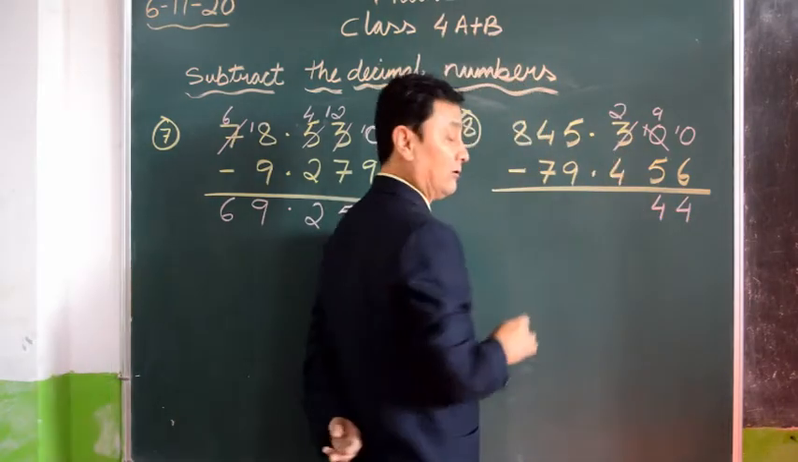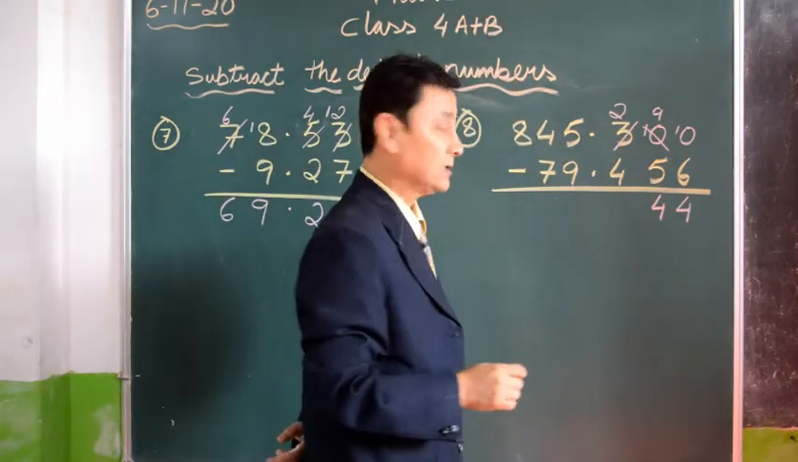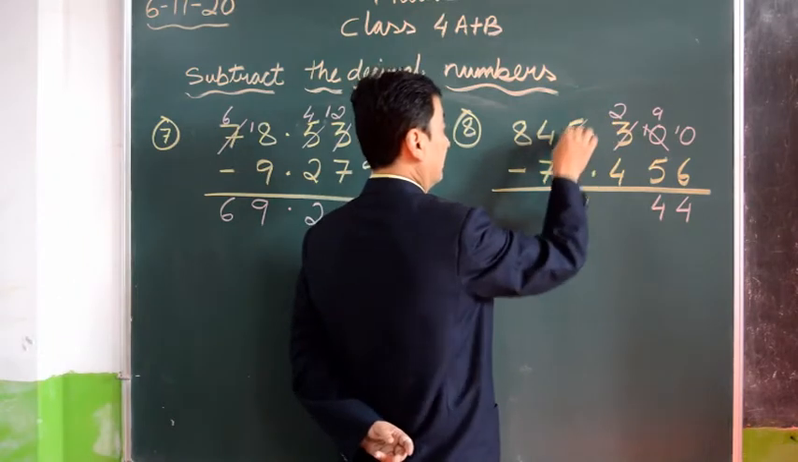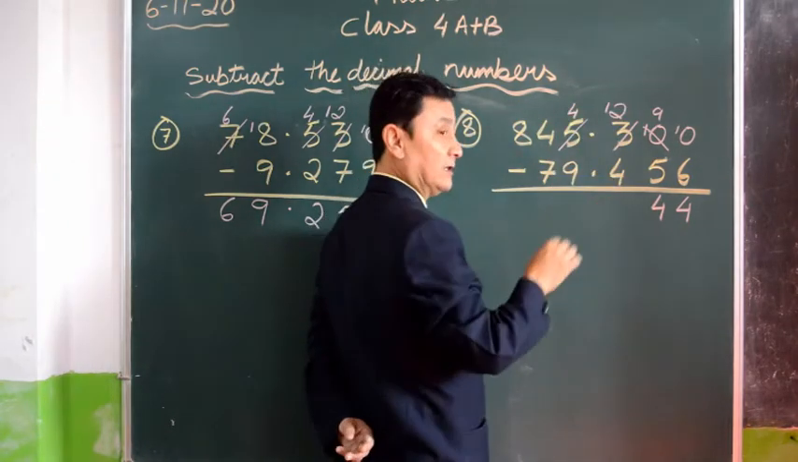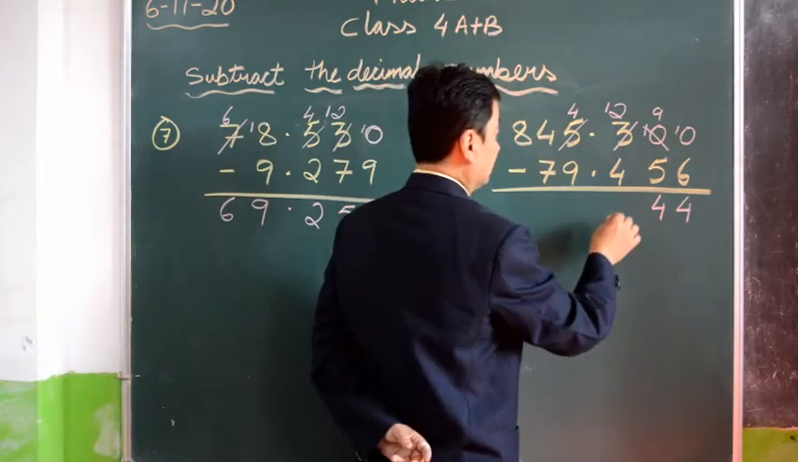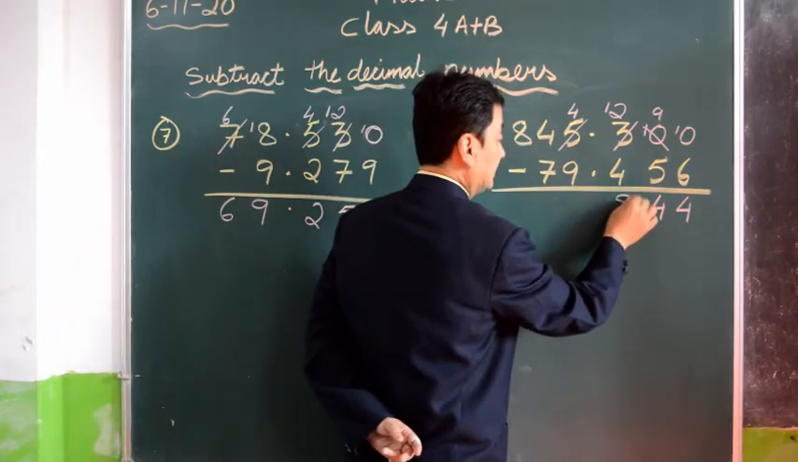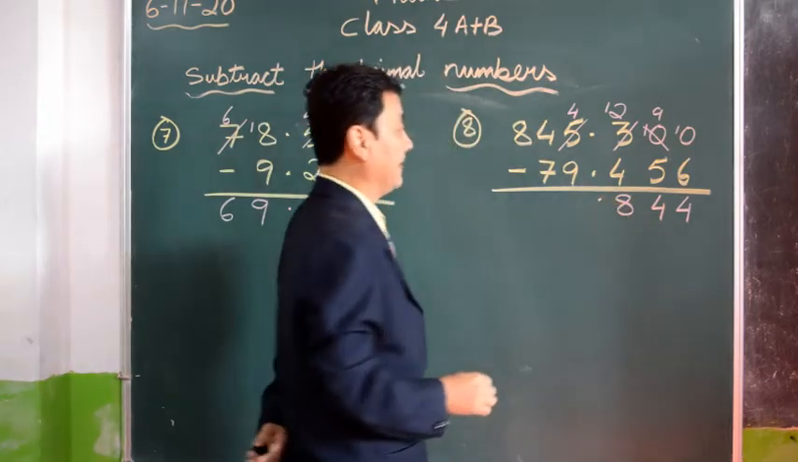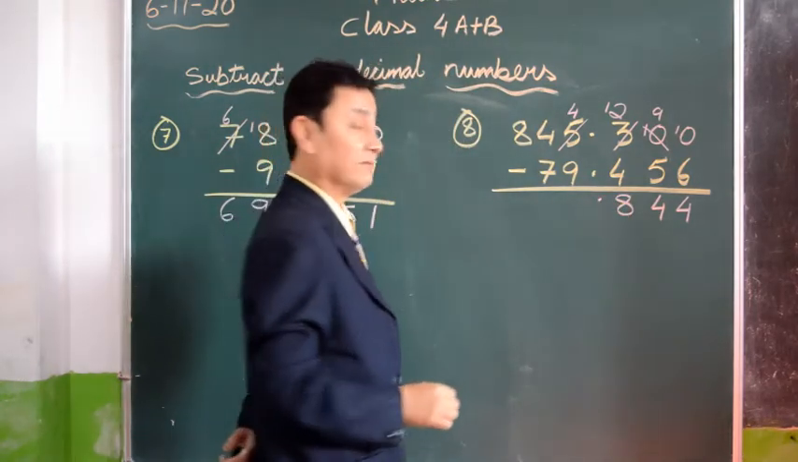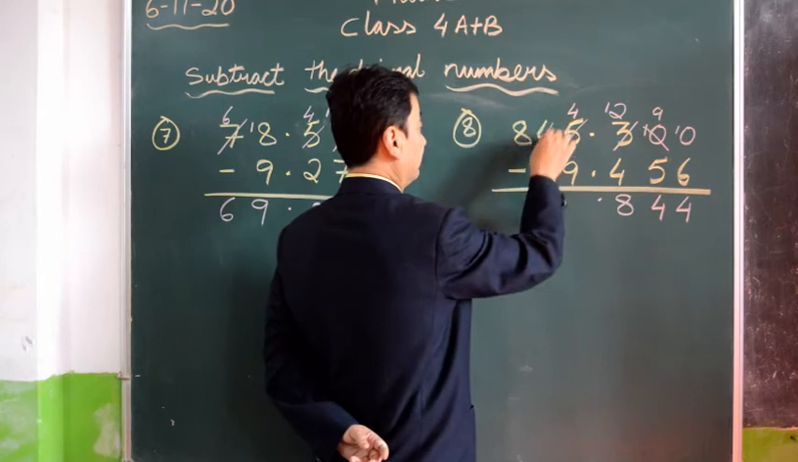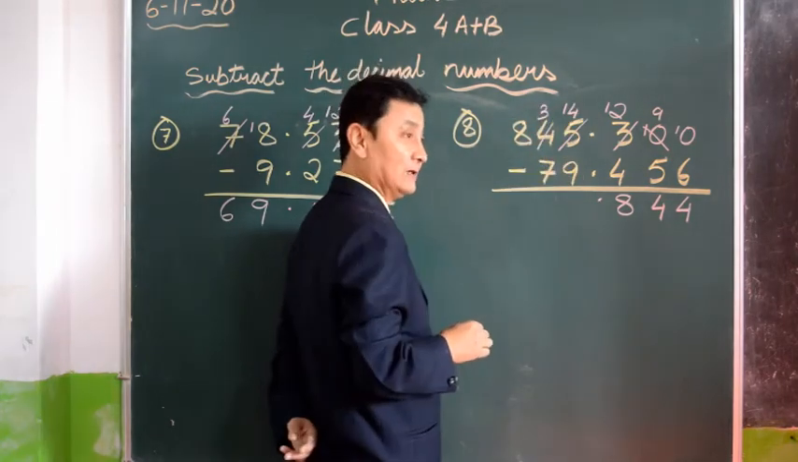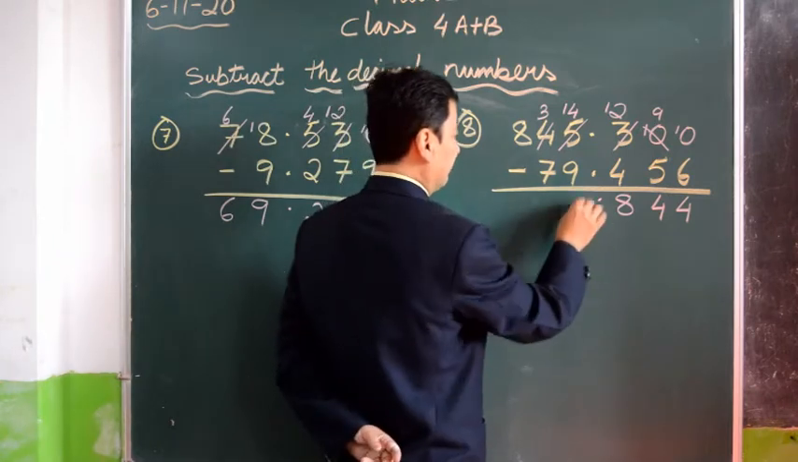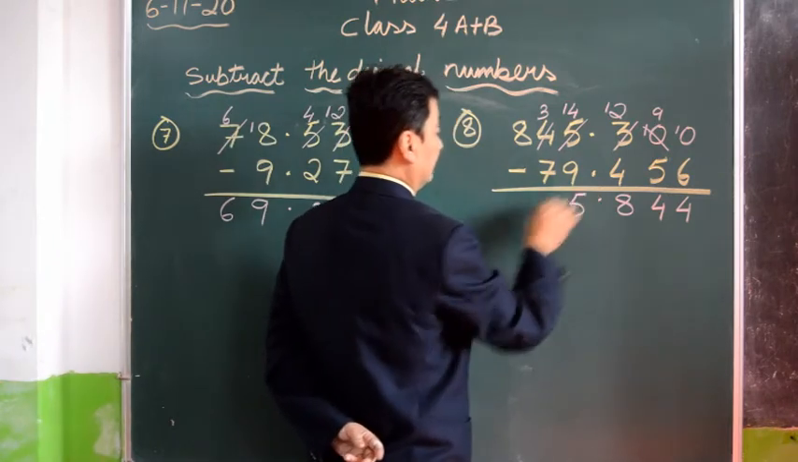2 minus 4. Can we subtract? No, so we must borrow. 12 minus 4, 4 is here. 5, 6, 7, 8, 9, 10, 11, 12. How much? 8. 4 minus 9, can we subtract? No, we must borrow from 4. 14 minus 9, 9, 10, 11, 12, 13, 14, 5.